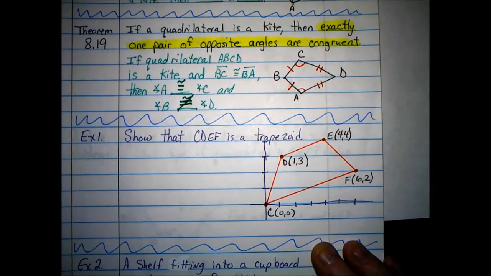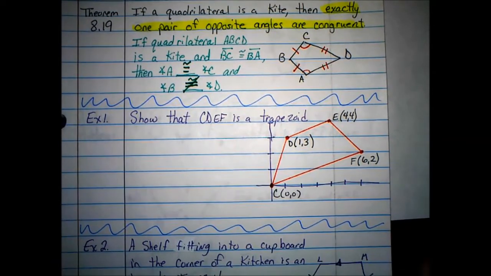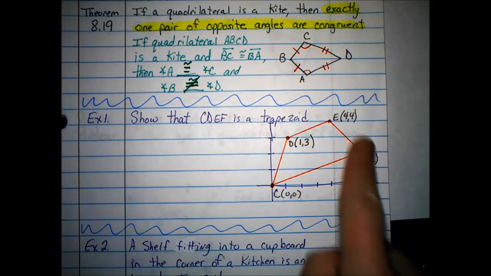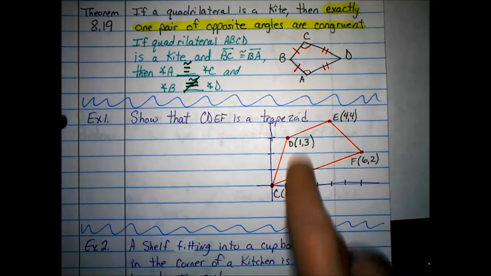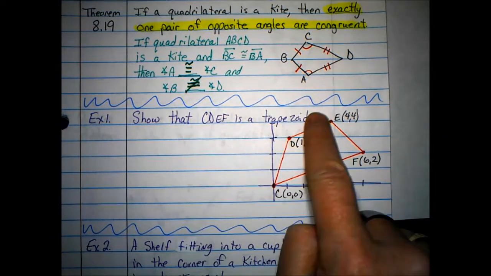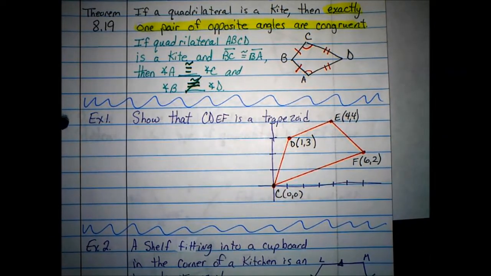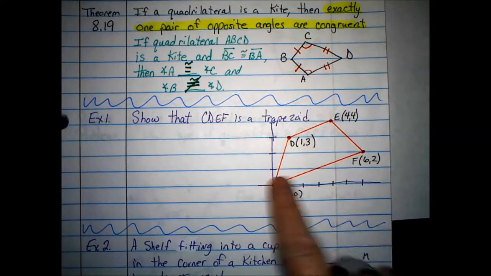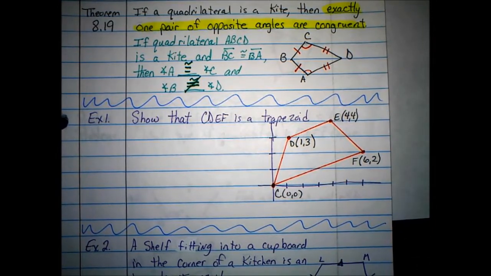Okay, our examples. Here I plotted the graph. They could also give you just coordinates that you're looking at, but it says it wants to show that CDEF is a trapezoid. Well, to know that it's a trapezoid means I want to find the slope of my lines and prove that there's actually only one pair of parallel lines. Just one pair.